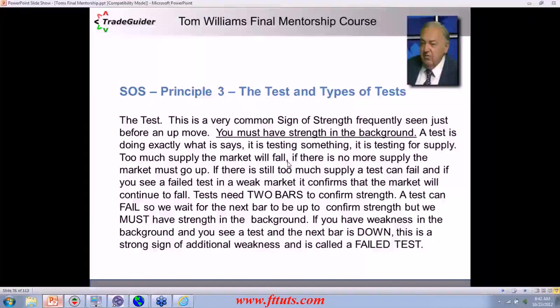Let's start with number 3. The tests and types of tests. Now, this really does seem to confuse a lot of you. I'm not sure why it's confusing, but it does appear to be a confusing principle for many. So when we see a test, they're testing something, okay? And a test works best, excuse the rhyming here, after some sort of sign of strength. So Tom, many traders email me and tell me they don't understand testing. Could you explain it?